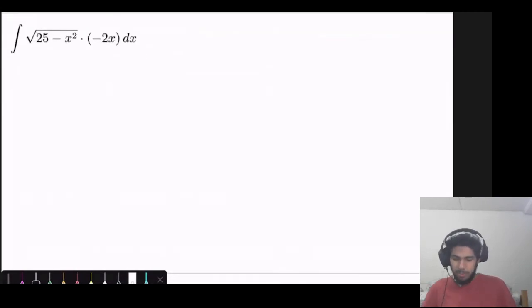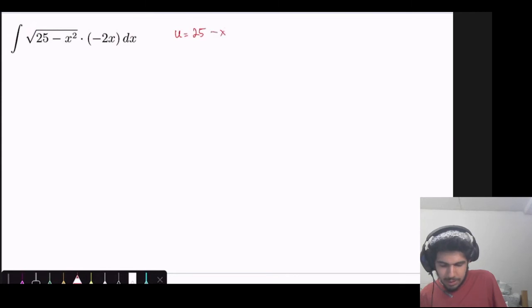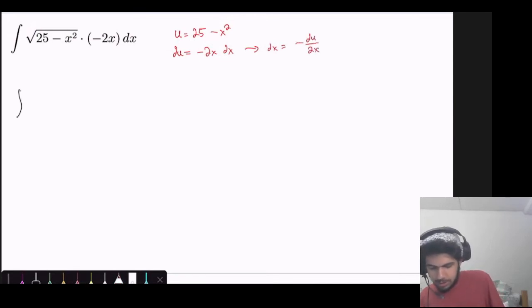So why don't we just let u equal the inside of that? Let u equal 25 minus x squared. Du equals negative 2x dx, and that tells us that dx is equal to negative du over 2x. And now we'll make our substitution.